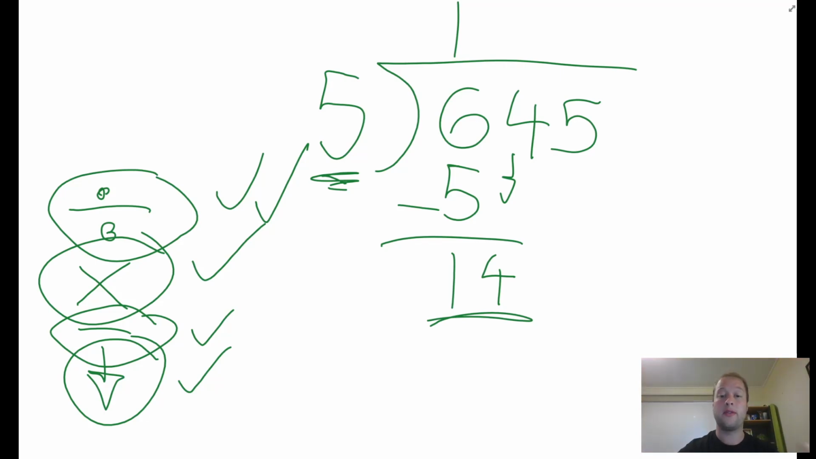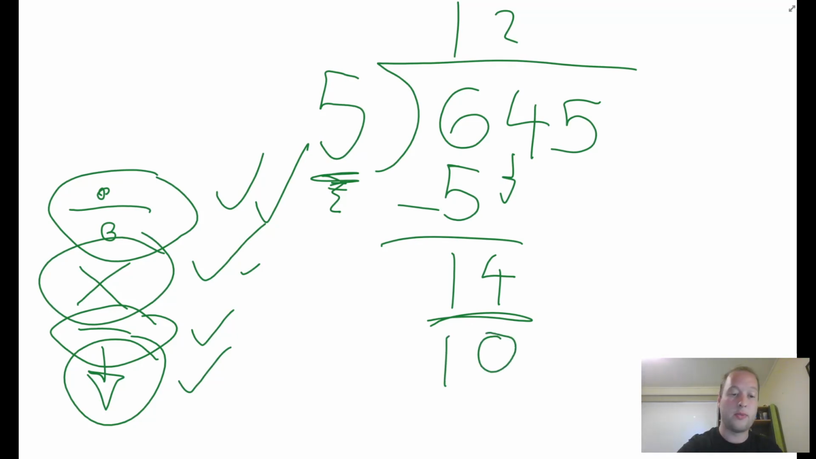5 goes into 14... 5, 10, and if I go to 15, it's too much. So it only goes in twice. If I count again, skip counting, it's going to be too many. So it goes in 2 times. And then I'm going to do the times step. So we've got 5 times our answer, which was 2, which equals 10.